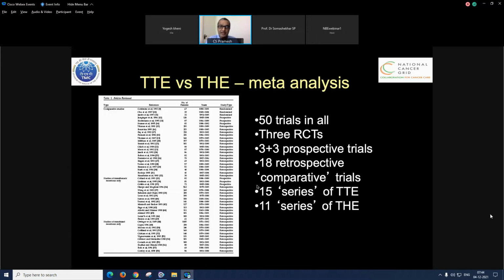But you should understand that though meta-analyses are traditionally considered to be a high level of evidence, it depends on the studies which constitute the meta-analysis. And here is a very good example of how this is true. Though the meta-analysis had 50 trials in all, only 3 of them were randomized trials and only 6 of them were prospective. So the vast majority were either retrospective comparative trials or separate isolated series of transthoracic or transhiatal esophagectomy. So clearly the quality of the meta-analysis is not great.